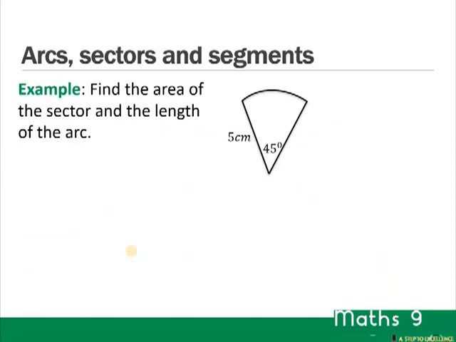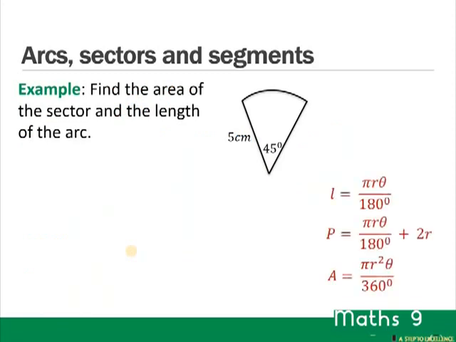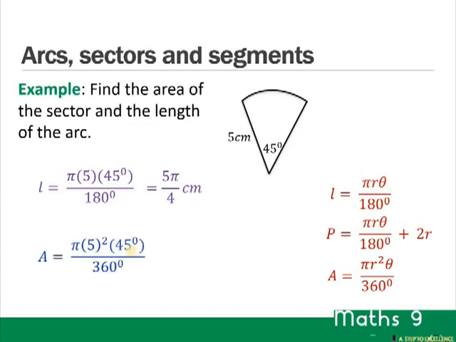Example. Find the area of the sector and the length of the arc. Here are the formulae. The length of the arc is pi times r times theta over 180, which is pi times 5 times 45 over 180, which is 5 pi over 4 centimetres. The area of the sector is pi r squared theta over 360, which is pi times 5 squared times 45 over 360, which is 25 pi over 8.